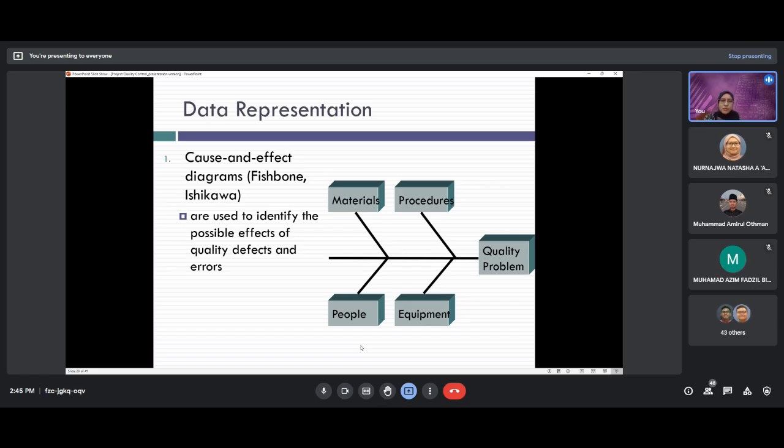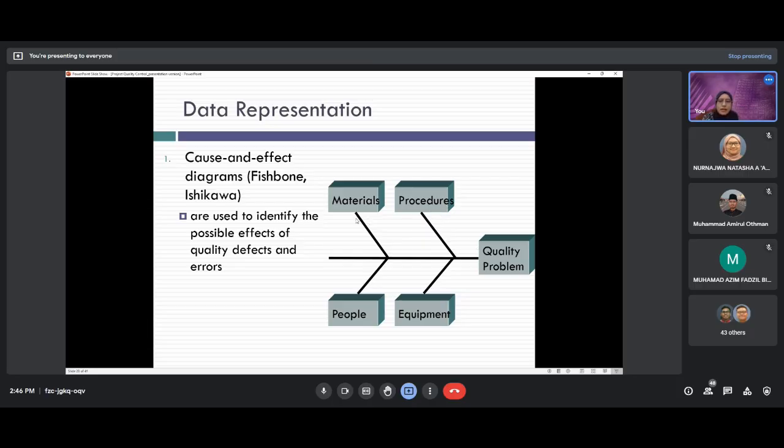Now, the data representation. Once you have tested, you need to analyze, and you need to represent your analysis. The next slides will give you the typical data representation of quality control. The first one is usually the cause and effect diagram, sometimes called the fishbone diagram or Ishikawa diagram. This Ishikawa is the theory that we learned a few weeks ago.